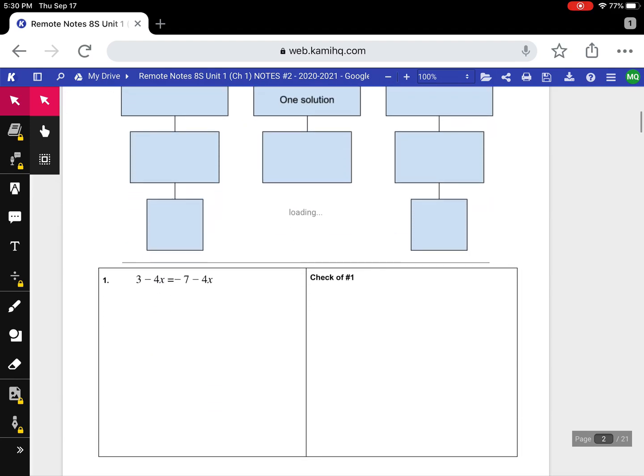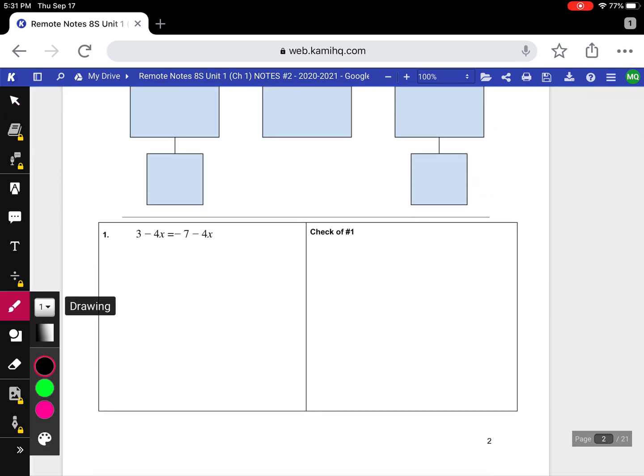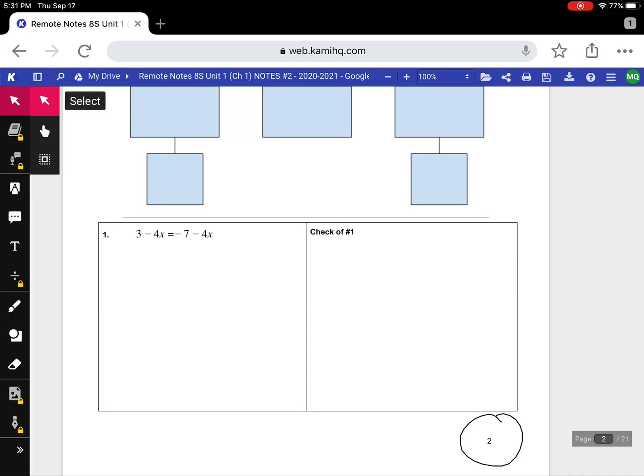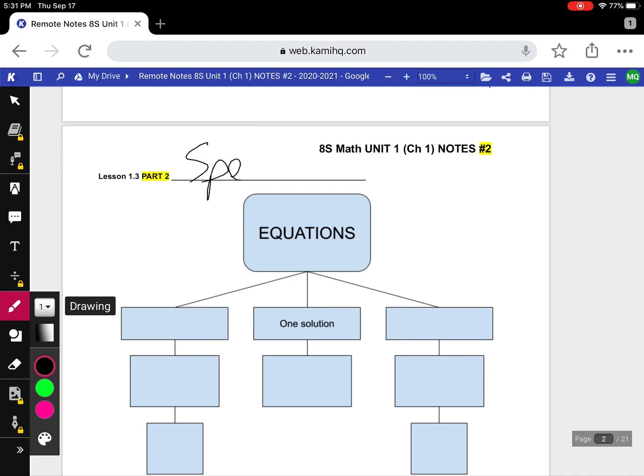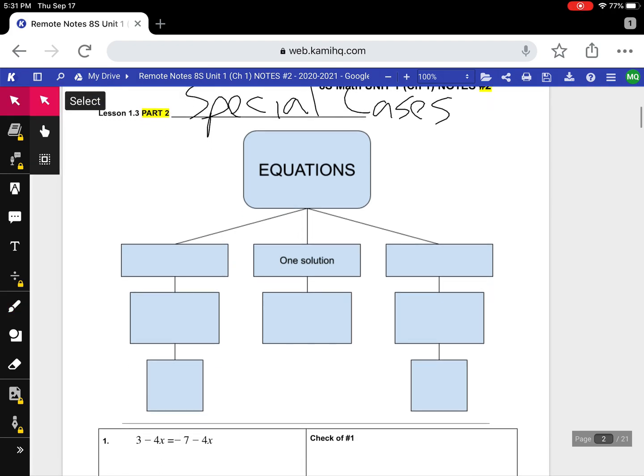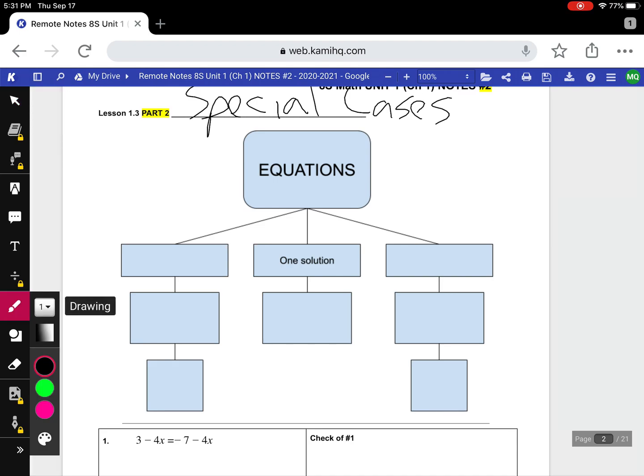We are going to start on page 2, okay? So here we are, page 2, and we are talking about part 2, which is part of our multi-step equation solving, but we are in what we call special cases, okay? And this is part 2 of lesson 1.3 in your textbook. Up till this point, we have solved equations where we always get one solution. An example would be we solve and we get an answer that's x equals 12, right? Well, we have two special cases.